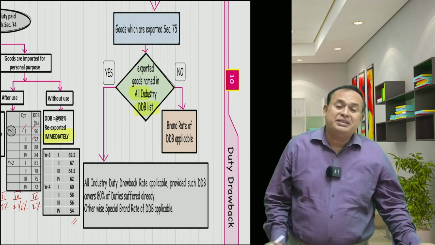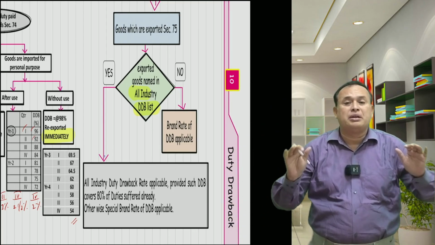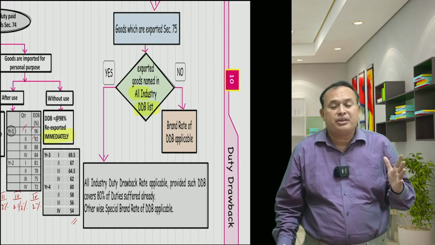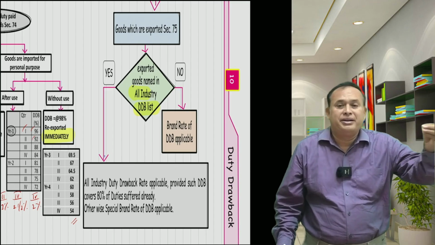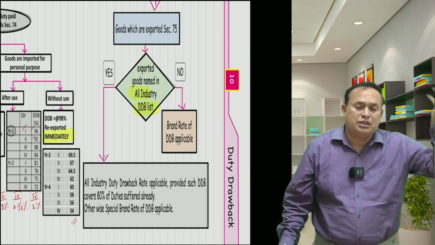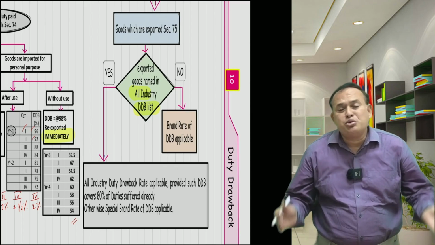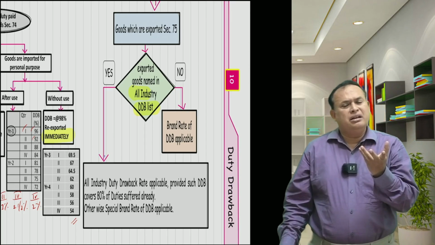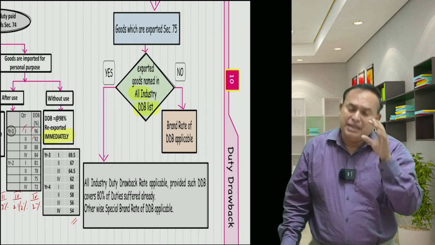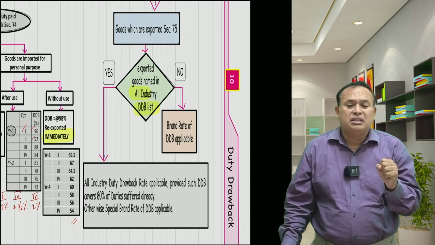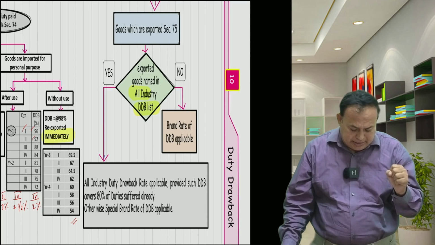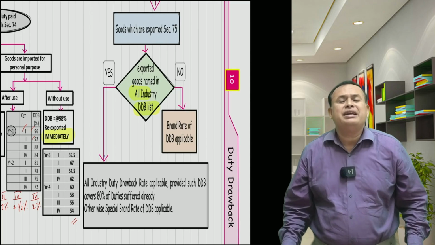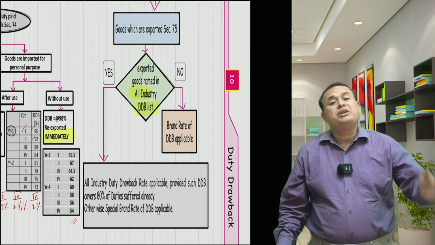Now, when will the special bond rate of duty drawback come into picture? I exported the goods under the all industry duty drawback rate I applied for. The duty drawback amount I am getting is less than 80% of the duty already suffered by me.